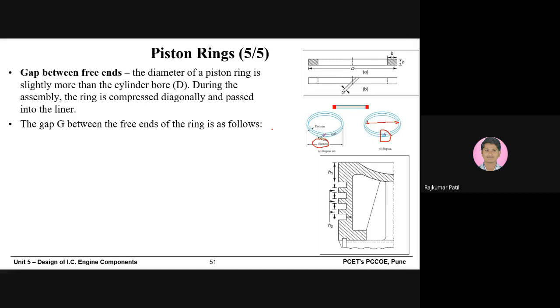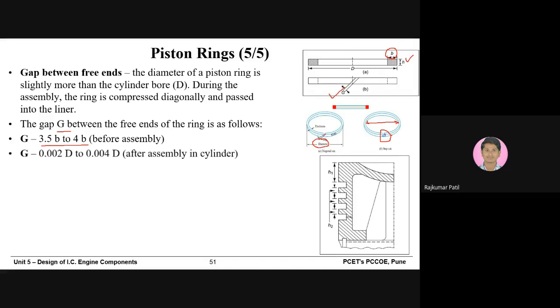This gap is generally denoted by G, and it is between the free ends of the ring, and is given as follows. It is generally 3.5b to 4b. So if you get the value of b, then we can calculate the g. Here you can see the g. And this is before assembly, and after assembly you will see 0.002d to 0.004d. This is after assembly.